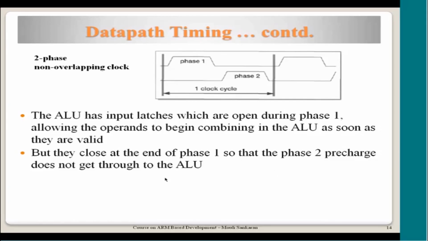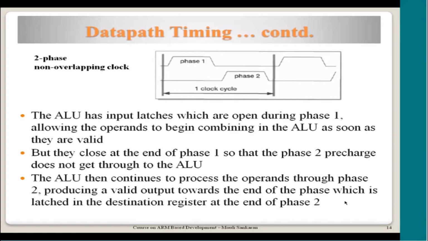But they close at the end of phase 1, so the phase 2 recharge can happen for the next phase 1 clock. The ALU then continues to process the operands through phase 2, producing a valid output towards the end of phase 2, which is latched into the destination register at this point. So within the clock, what are the operations done? This is the 1 clock cycle.